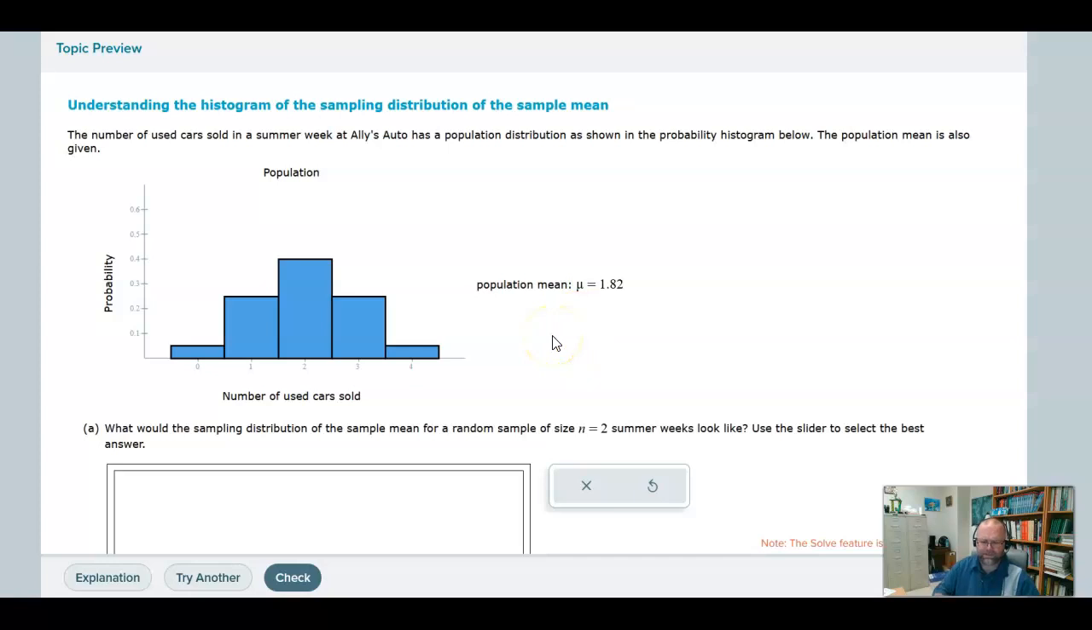The distribution of the sample means for any sample size is still going to give us a normal distribution. It'll still give us this normal curve. The only difference is going to be the standard deviation. So the mean will actually stay the same at 1.82, but the standard deviation is going to get smaller. So instead of starting at 0 and going to 4, we'll be starting somewhere greater than 0 and ending somewhere less than 4. It's going to be kind of squished together.